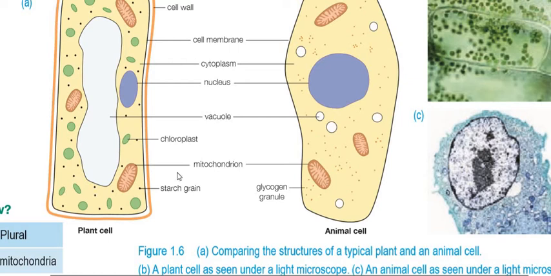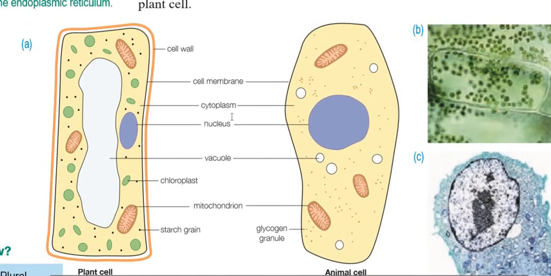Then we have the mitochondrion. Now the mitochondrion is known as the powerhouse, meaning this part supplies the cell with energy. That's why it's named the powerhouse. So here is where energy is released. The mitochondrion is where energy is released. Then we have starch granule over here, and then we have glycogen granule.